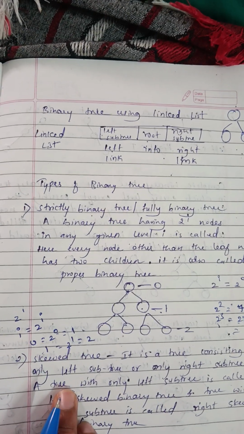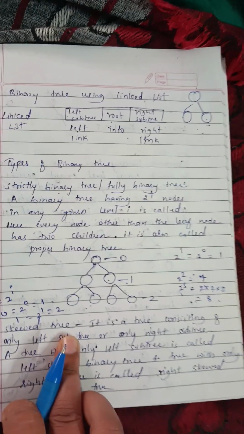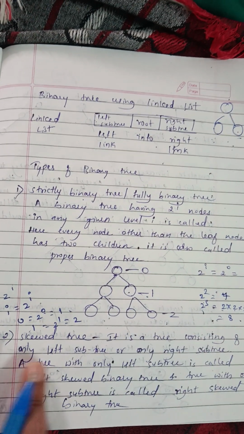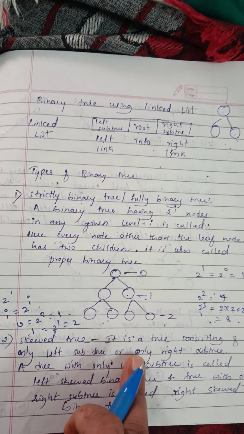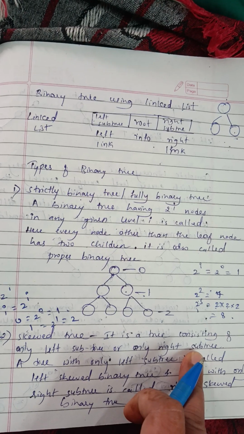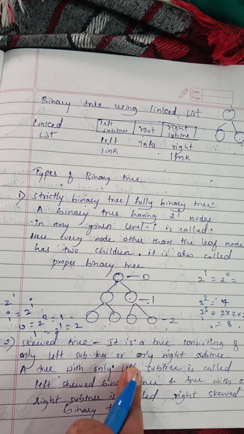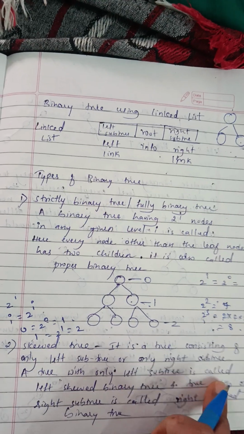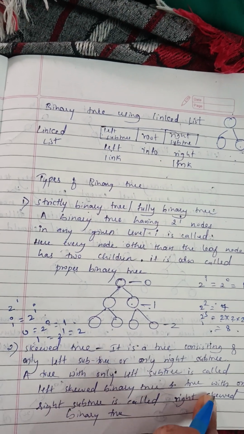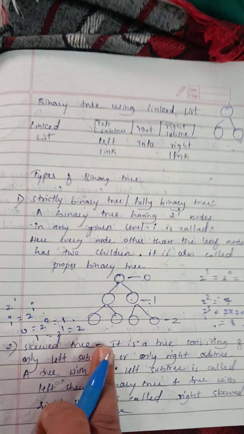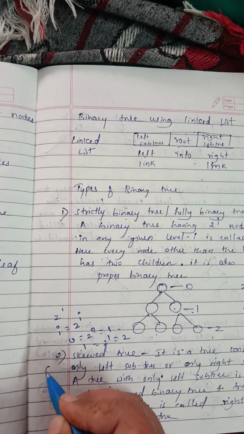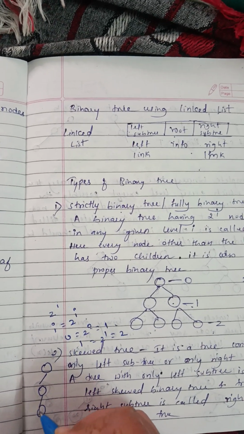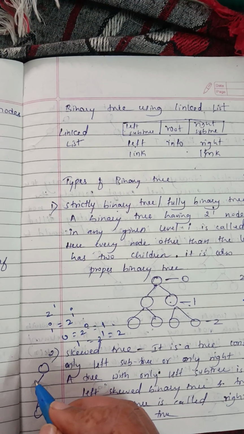Then let's move to the skewed tree. What's the skewed tree definition? It is a tree consisting of only left subtree or only right subtree. A tree with only left subtree is called a left skewed binary tree, or a tree with only right subtree is called a right skewed binary tree. A skewed tree means here you have the root node, here you have a node, and here you have a node. This is known as a skewed tree.